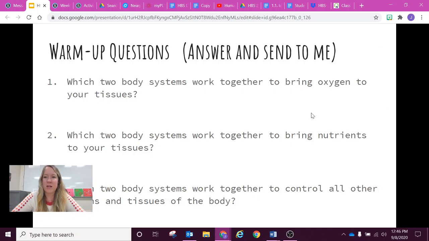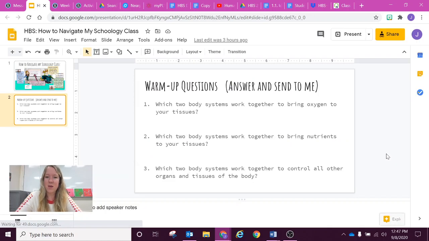Period 6, you do need to answer these warm-up questions and send them to me. You could type your answers into a message on Schoology and send it. You could type your answers into an email and send it. Or you could write them on paper, take a picture, and just send me your picture either through Schoology or email. And I know my face is in the way of these questions, so let me exit out of this so that you can see all 3 questions.